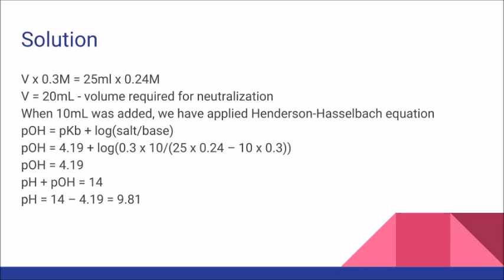In part 1, when 10 milliliters of HCl is added, we can apply the Henderson-Hasselbalch equation to get the result, where pOH equals pKb plus the logarithm of salt concentration over base concentration, because that's what we're receiving when a little bit of acid was added. The pOH is equal to 4.19, and to find pH we simply subtract the value from 14 to receive the final answer of 9.81.